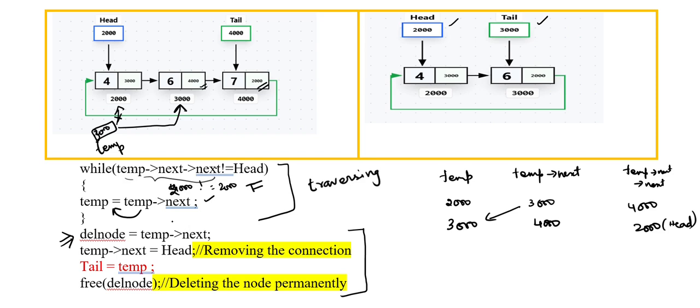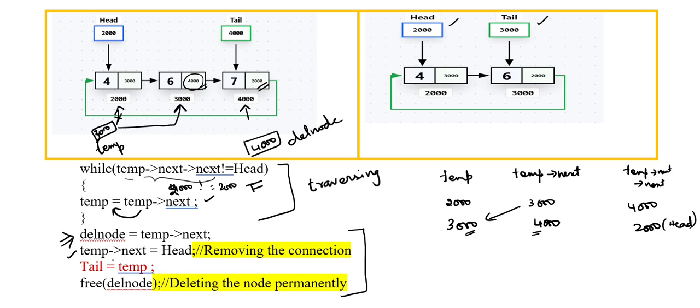Del node equal to temp of next. Who is temp now? 3000. Its next value is 4000. So this is what my del node. Del node equal to temp of next, so 4000. I noticed this is the last node I am going to delete.